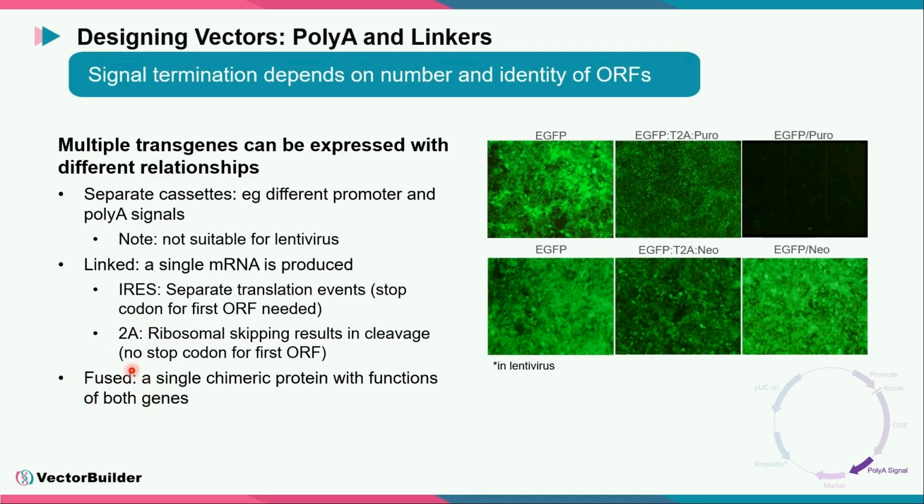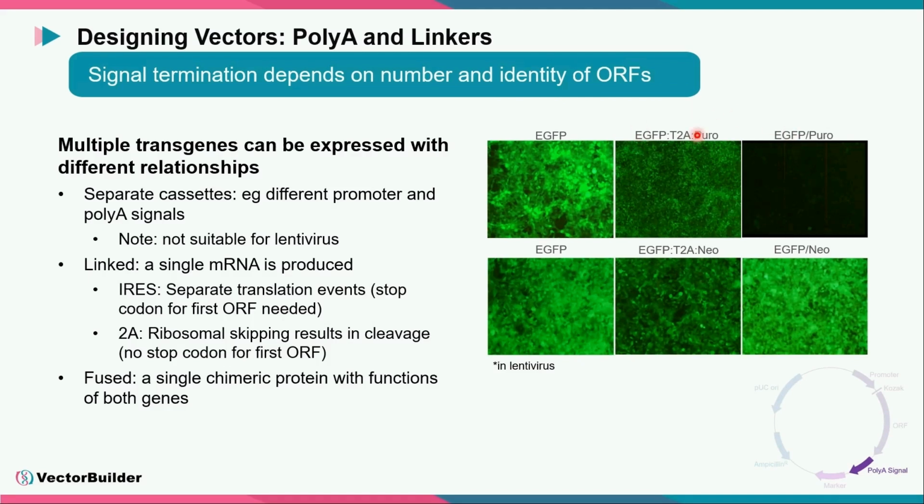And finally, you can do a fusion of those two proteins. So this is where you create a single protein with functions of both of those genes. Now, whichever of these you use, it can sometimes require, again, a little bit of optimization. As we can see over here in lentivirus, if we want to use EGFP with an antibiotic selection marker, how it's oriented is very influential on the expression of that EGFP.